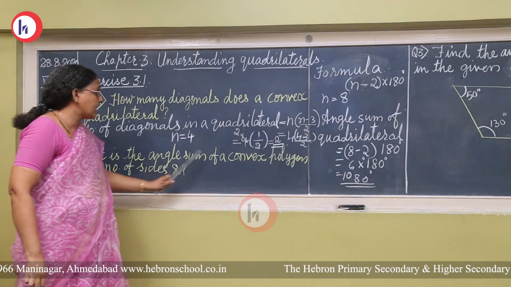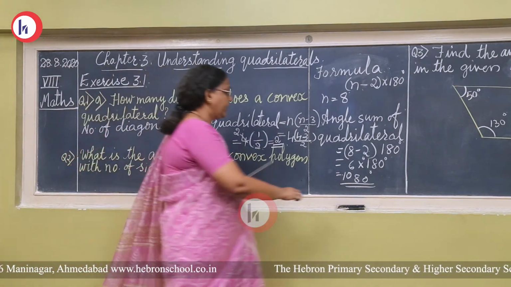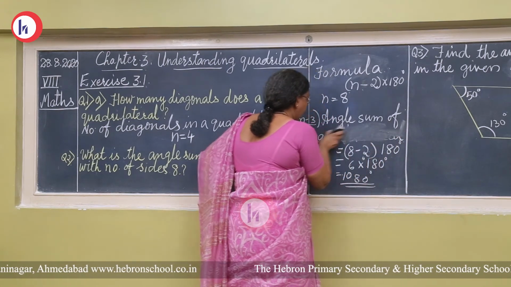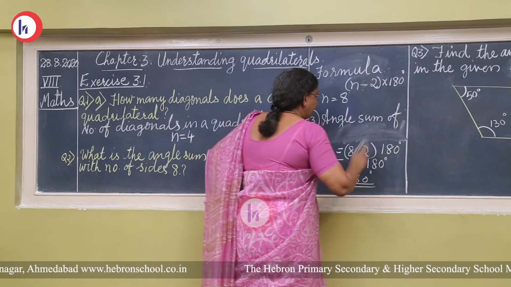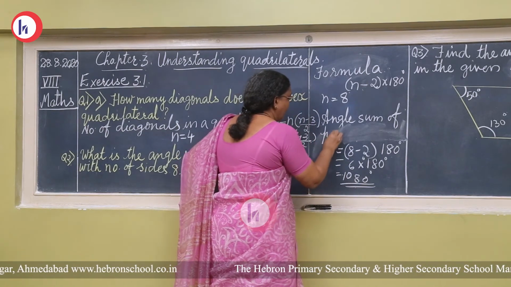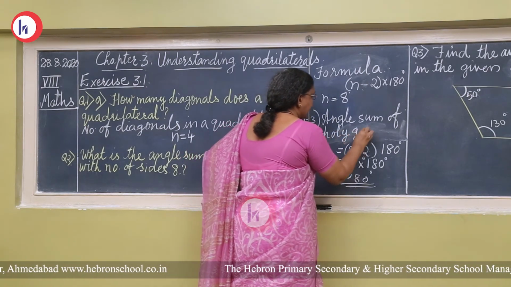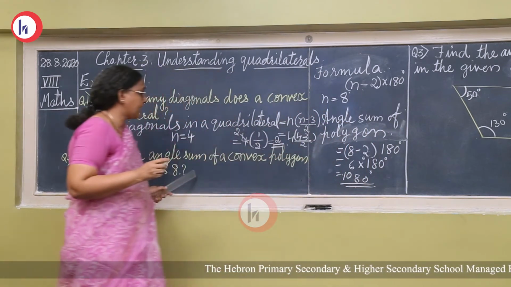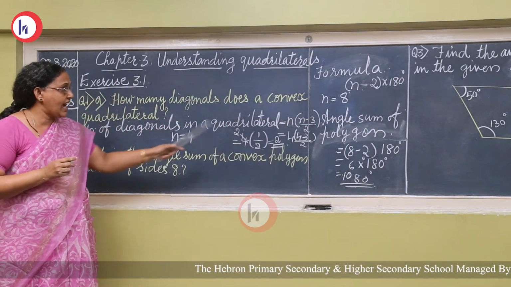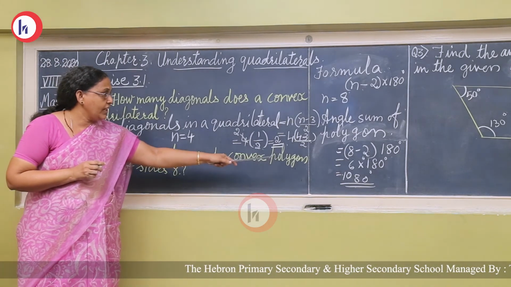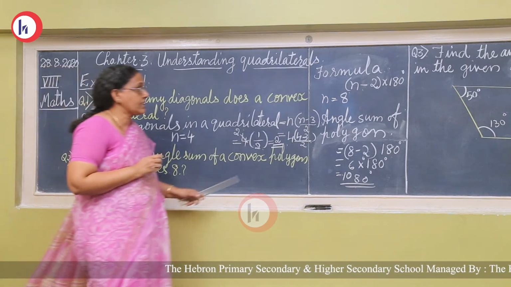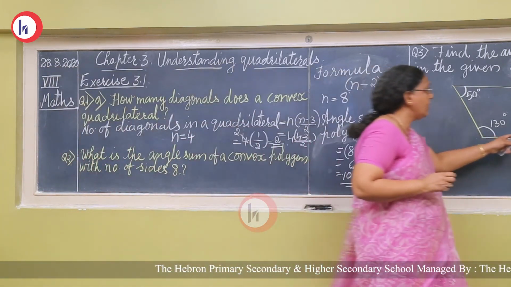What is the angle sum of a convex polygon? A quadrilateral is also a polygon, but here we have to write the angle sum of a polygon which has 8 sides. The total angle measure is 1080 degree. Now let us see what is the measure of angle x.